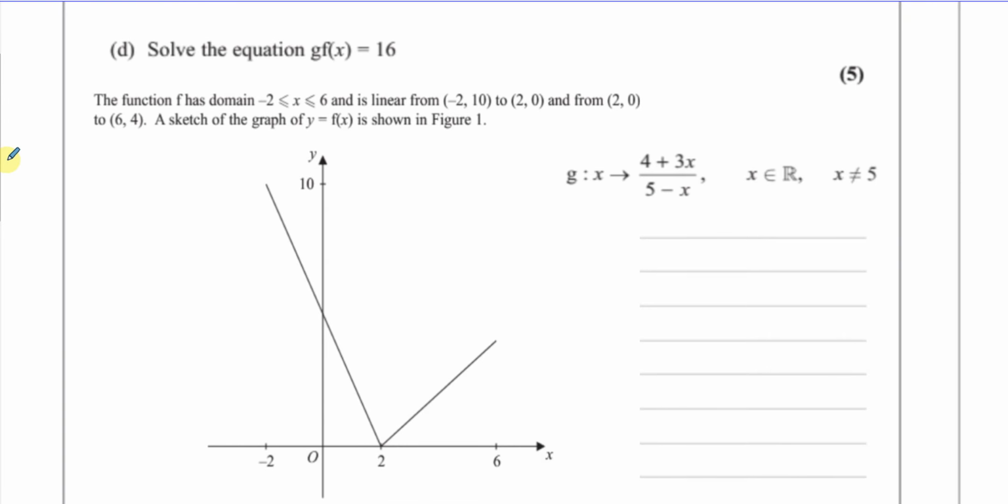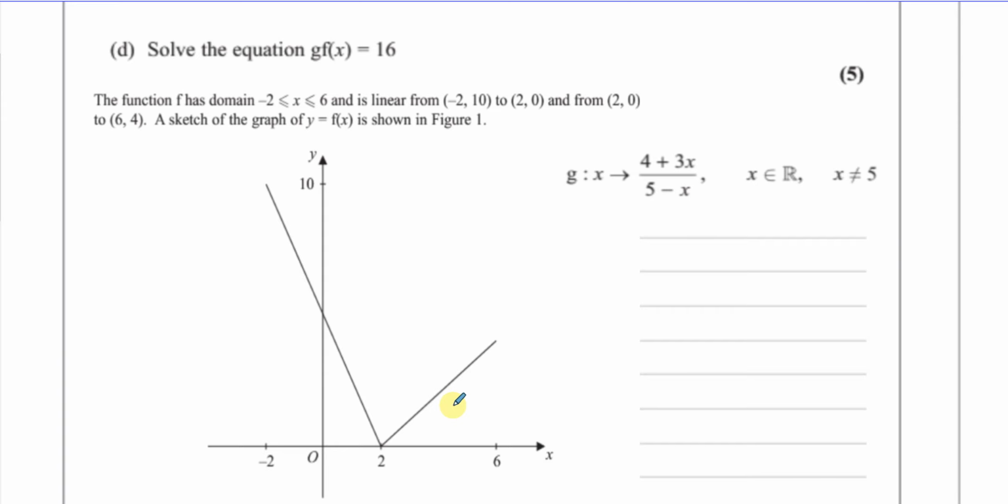Now, we could do this in different ways. We don't have the equation of f of x, and f of x is actually a piecewise function, so it's different in different parts. So it's a bit complicated to do it in a particular way, like finding the equation of f of x. We'll have two different graphs, and we'll have to work with two different graphs. So there's a few ways we could do it.